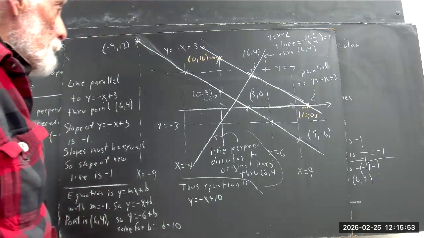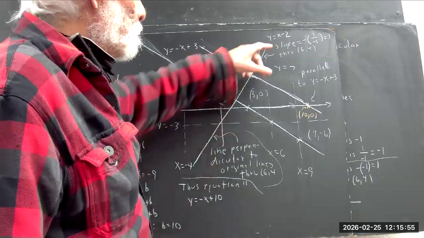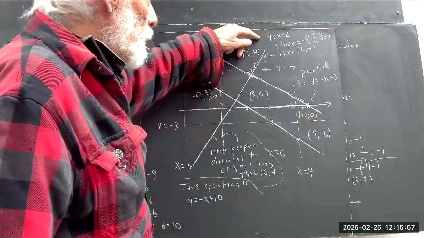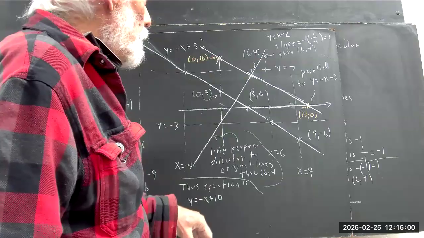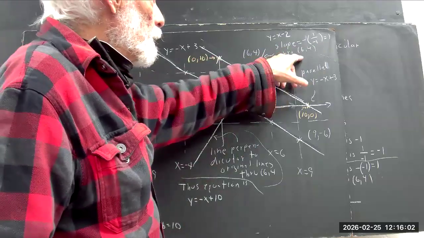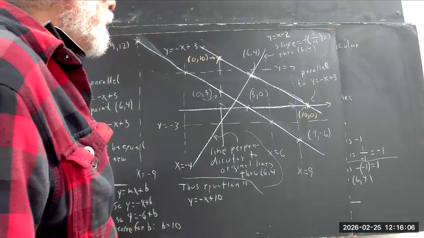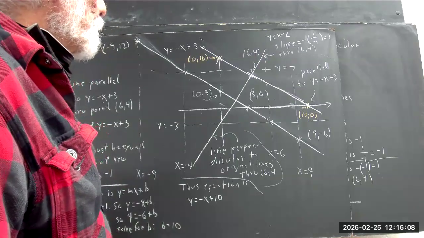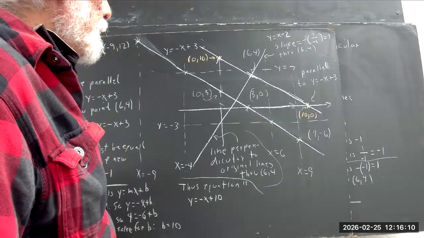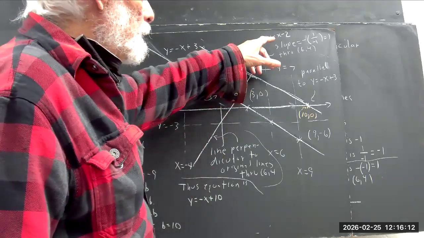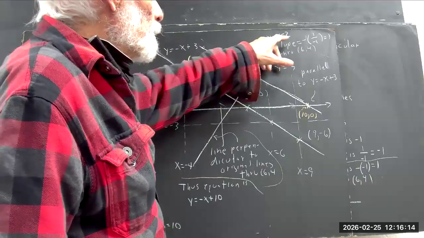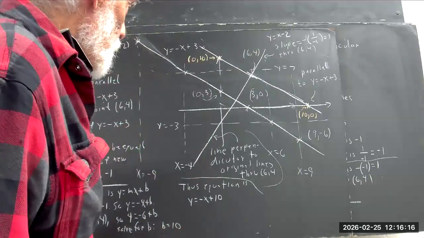We just kind of observe that the line is y equals x minus 2. Its slope is 1. It goes through the point (6, 4). They can check all that out. And its y-intercept should be -2.